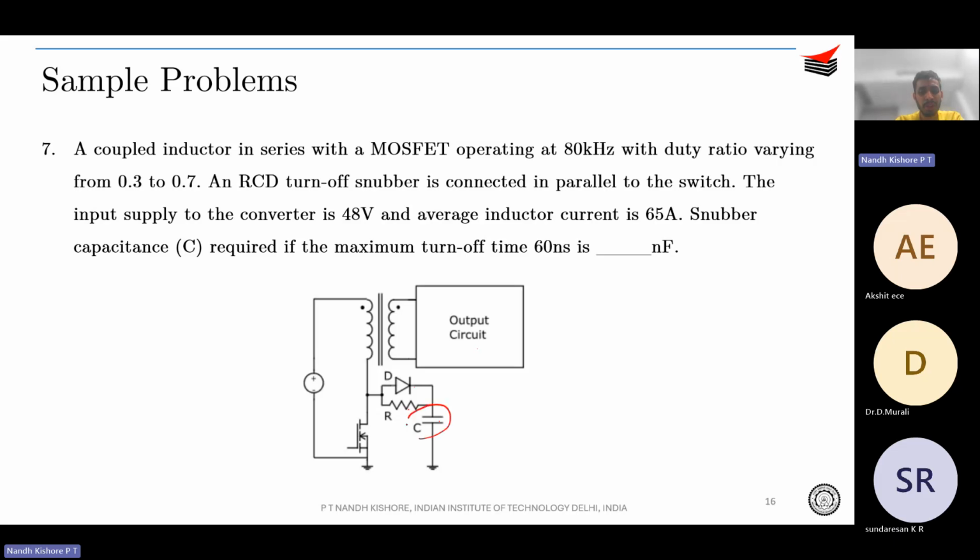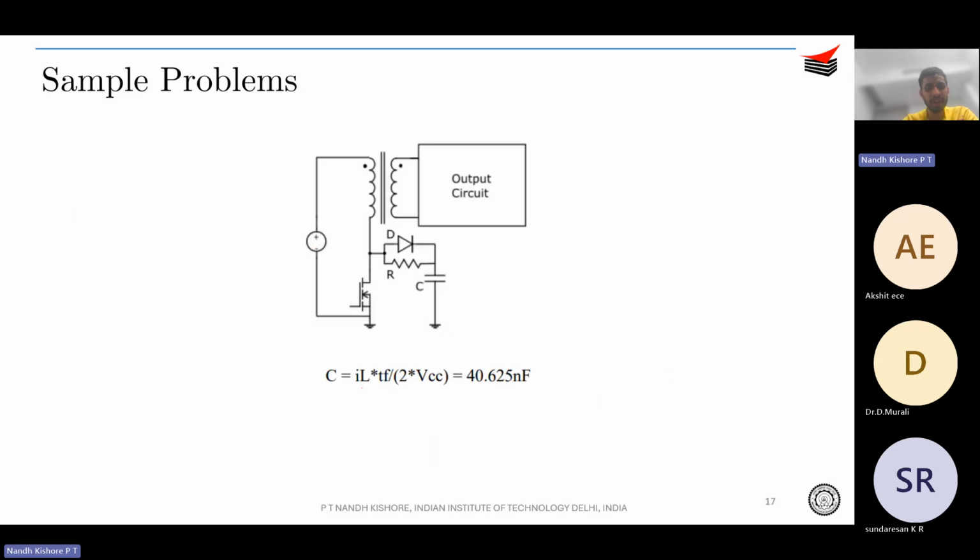So what is this snubber capacitance, right? Your turn-off time is given as 60 nanoseconds, and your input is 48 volts. The duty ratio is of course varying. The switching frequency is 80 kilohertz. So what is this snubber capacitance is your question. You would have learned from the design of snubber capacitors that your C is basically what?